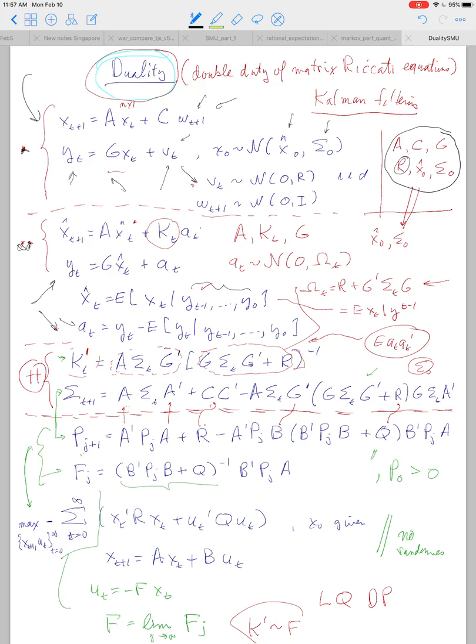And then X hat is the projection of what we don't see, X, on what we do see, the history of Y's. And this is itself a linear state space system that's characterized by this set of objects, A, G, which we had before, a K t, and a t is a new shock, which is normal 0 omega t. Omega t is a covariance matrix. It's equal to R plus G prime sigma t G, where I haven't told you what sigma t is yet. And the whole object of the Kalman filter is to compute the covariance matrix sigma t.